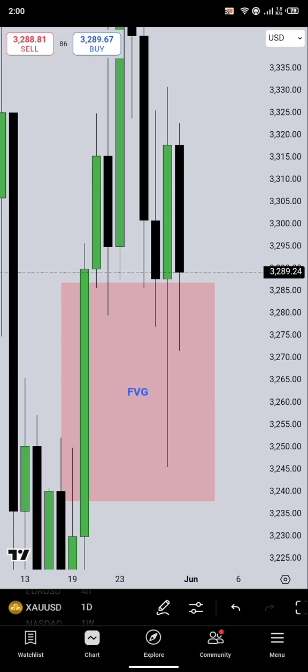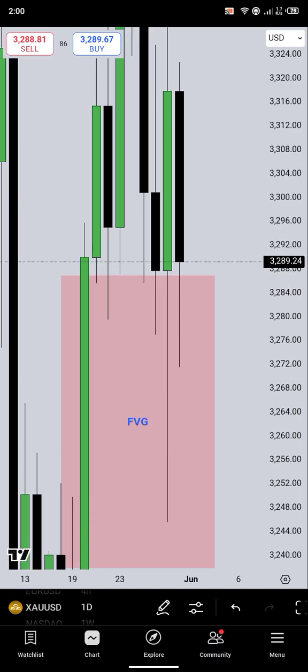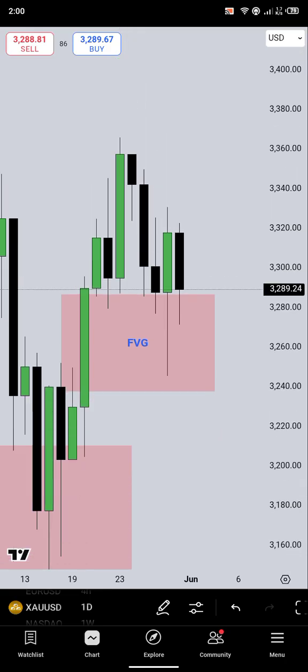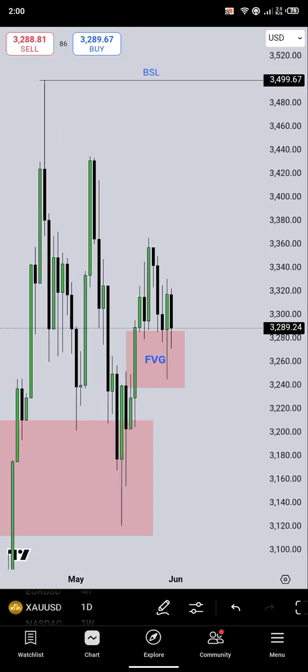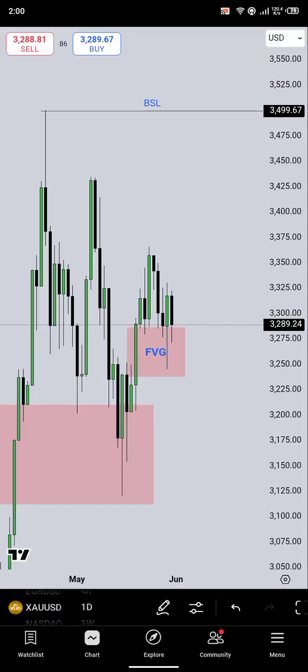So that's telling us that this fair value gap is holding. Even see this one that drew even past the middle side. At the end of the day, it closed above the fair value gap. So that's indicating to us that we might start seeing some push to the upside anytime from now.